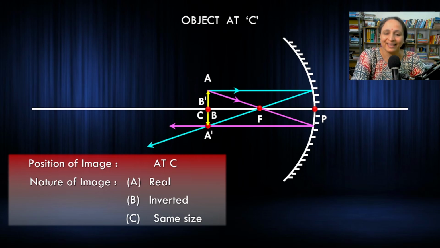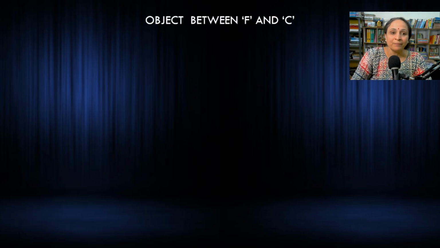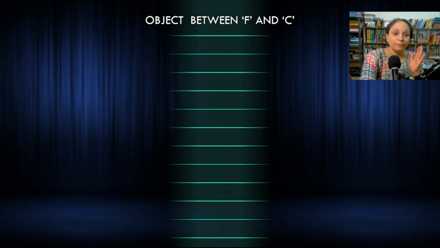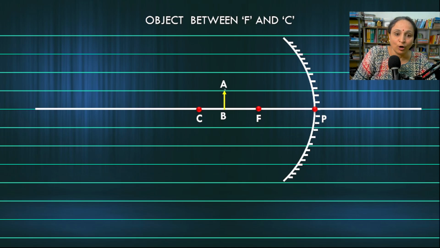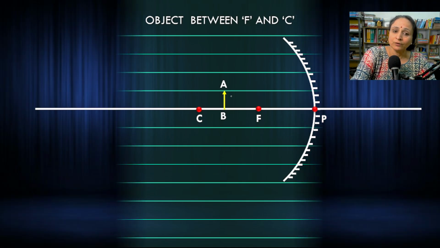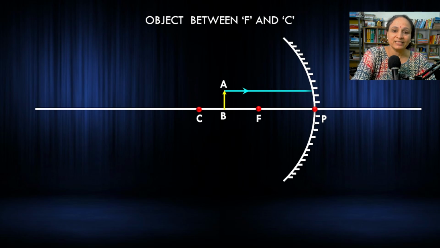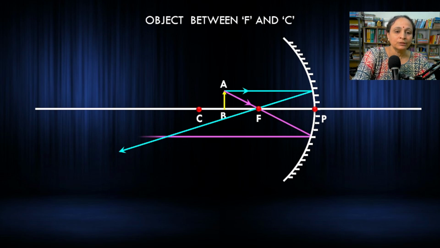Done? Excellent. Okay, now what happens when the object is between F and C? Closer. Look, earlier it was beyond C, after that we brought it to C, now let's bring it even closer. So again, draw quickly: pole, focus, center of curvature, principal axis. Place the object between F and C. We have kept the object between F and C. Now the basic rule has to be applied. If a ray is traveling parallel to the principal axis, after reflection it passes through the focus. And if it passes through the focus, it has to become parallel to the principal axis. Where are these two rays meeting?